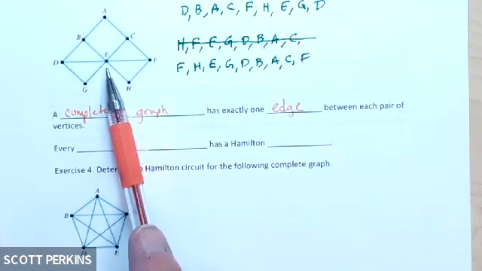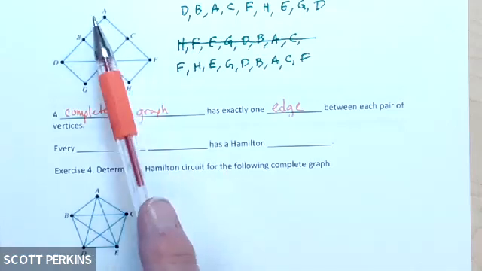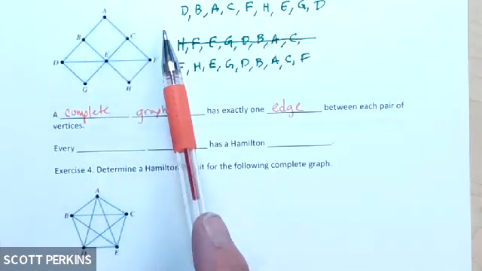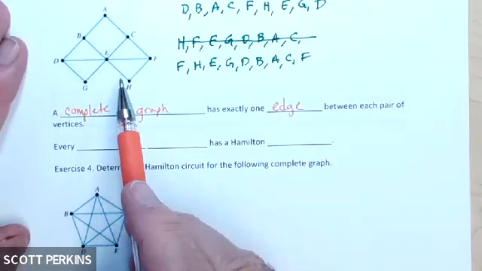Does E have an edge going to every other vertex? Oh, no. It doesn't have one going to A, and A doesn't have one going to D and to F and everything. So a complete graph has to have an edge that directly connects every vertex. Okay, so that's why this one's not complete.